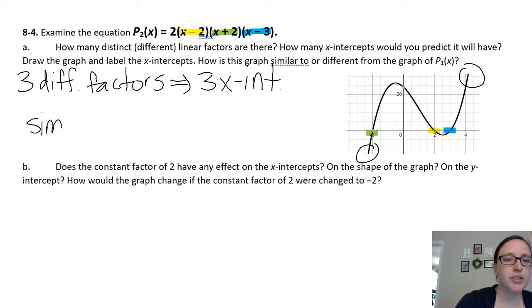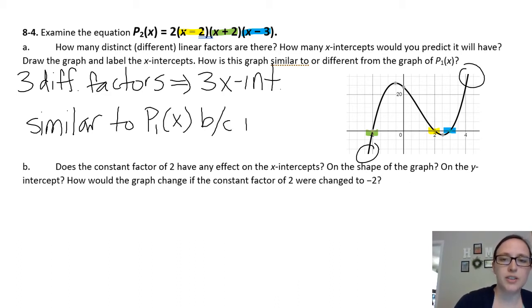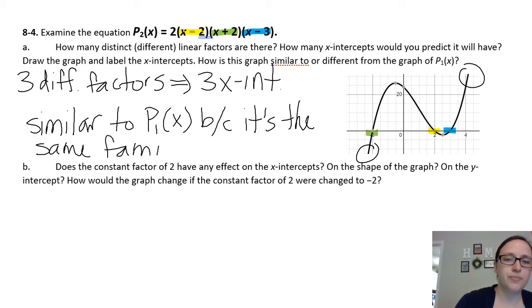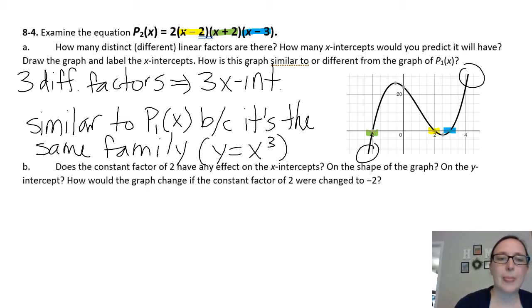So similar to P1 of x because it's the same family. The constant factor of 2, so that number in the very front right here, does not have any effect on the x-intercepts. What it does affect is the stretch.